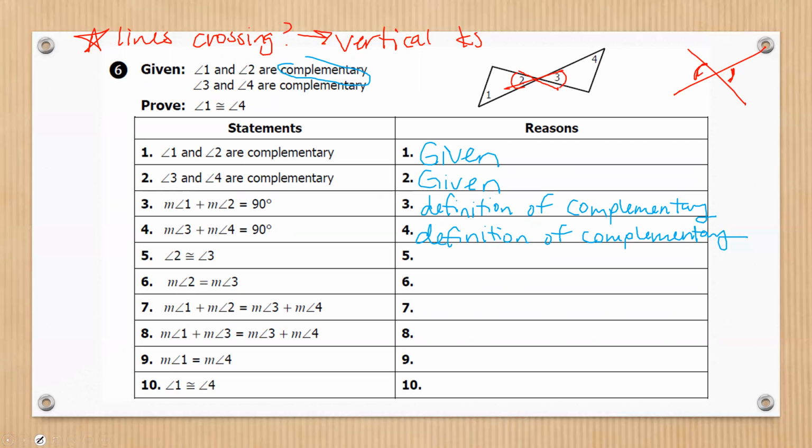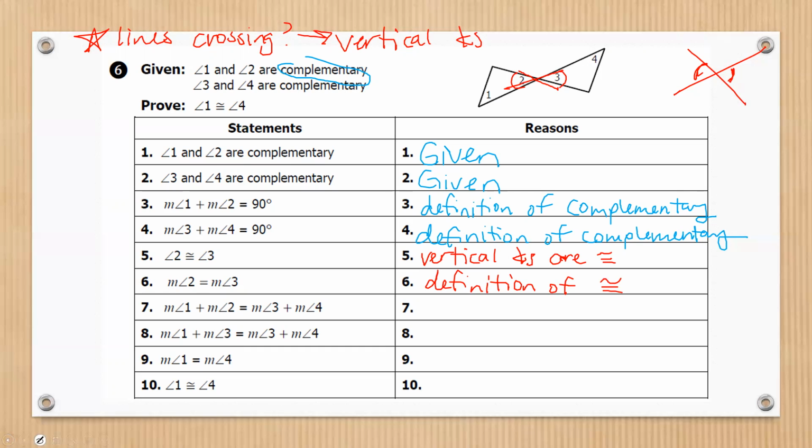So in step 5, where it says angle 2 is congruent to angle 3, I know that because vertical angles are congruent. You can call that the vertical angles theorem. You can call that the definition of vertical angles, whatever. You can even write vertical angles are congruent. Okay. So if I know that the angles are congruent, I know that their measures are the same. So definition of congruent again. Okay. Now let's look at step 7.